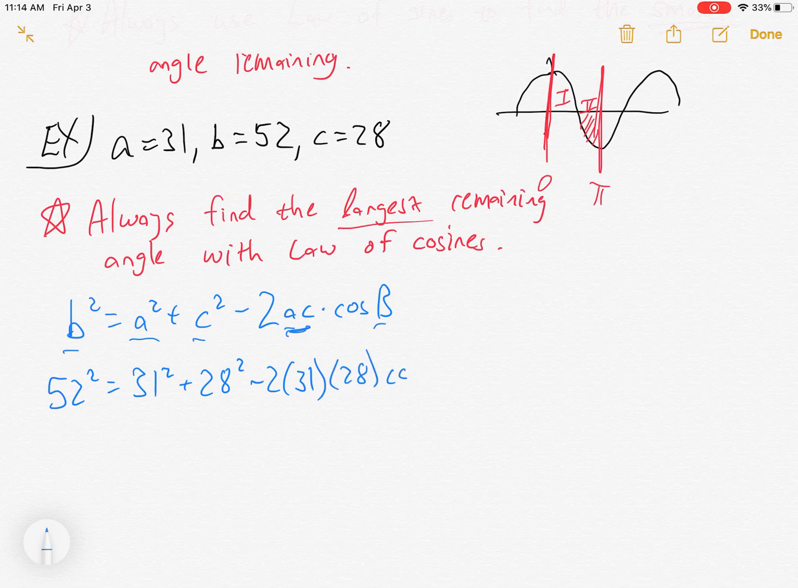Is there anything we don't know? This is 31. This is 28. Cosine, here's our unknown, right? Every equation, we want to have one unknown to be able to solve it. And students often have difficulty solving for B here. The book, I'm not even going to show it to you. You can look it up if you want, or Google it. Law of cosines, solve for angle.